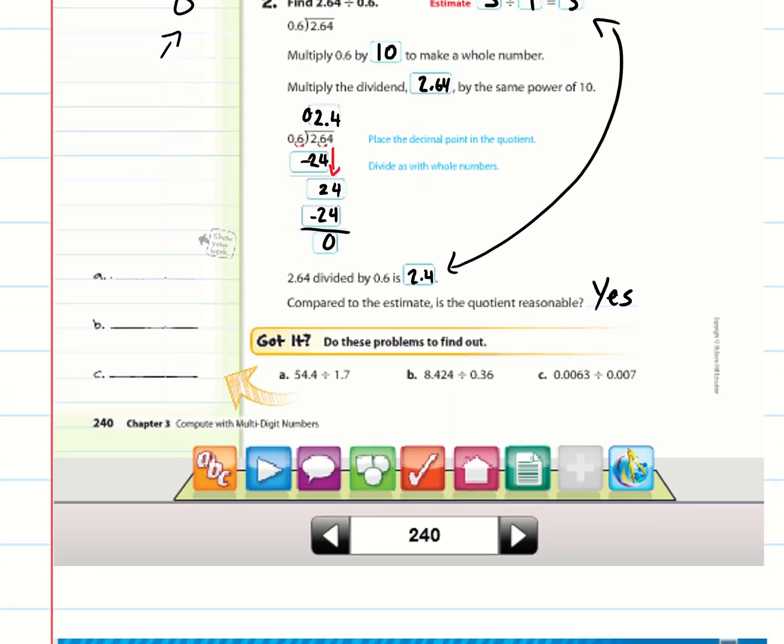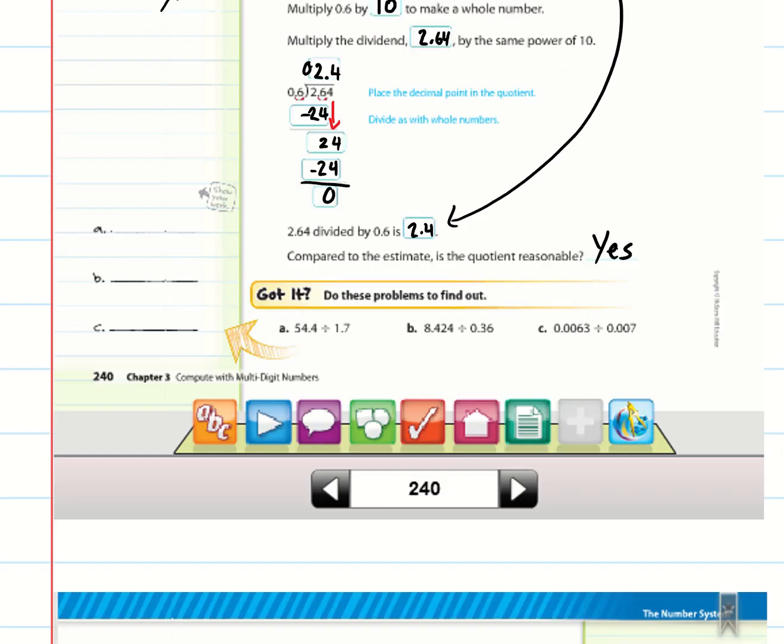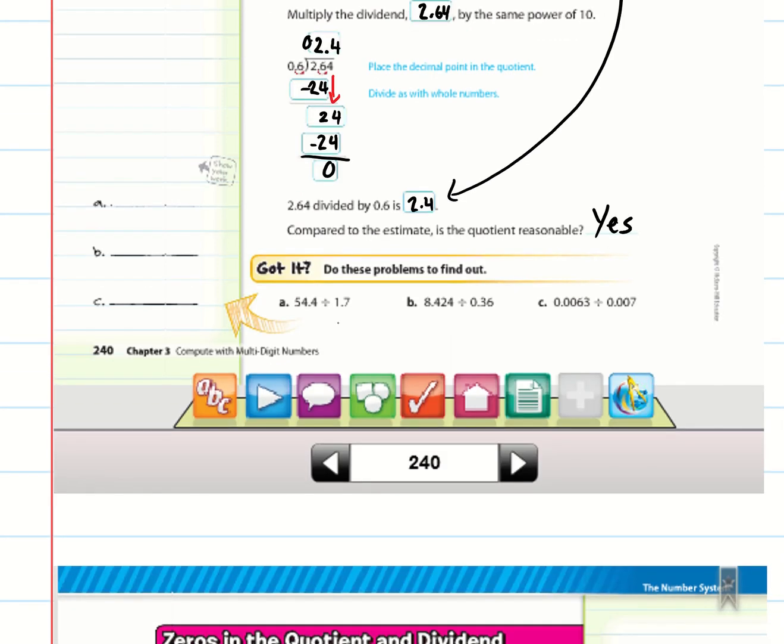So go ahead and spend a few moments on A, B, and C. I'm actually going to help you guys set up the problems before we head out. So we have 54 4/10 divided by 1 7/10.